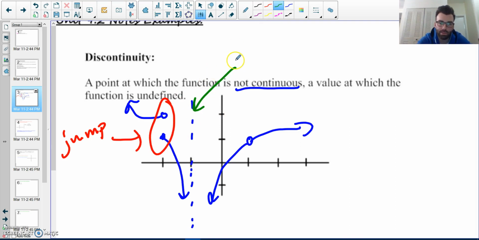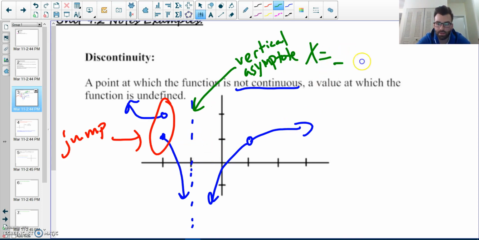This line right here, we talked about in the last video. This is our vertical asymptote. Our vertical asymptote is a vertical line, therefore it's always going to have the equation x equals some number. In this case, it's going to be -1.